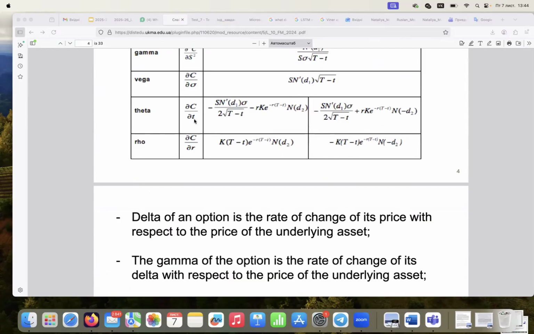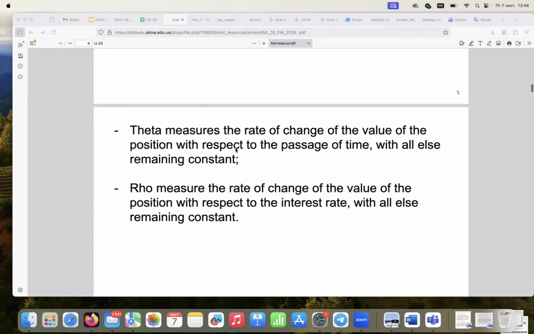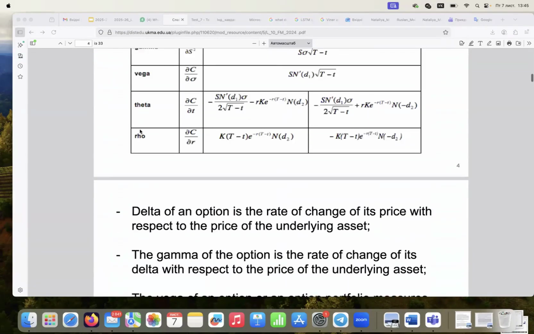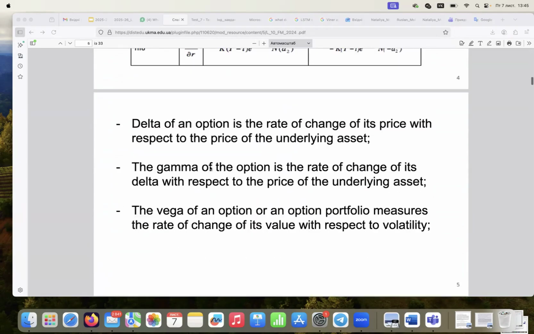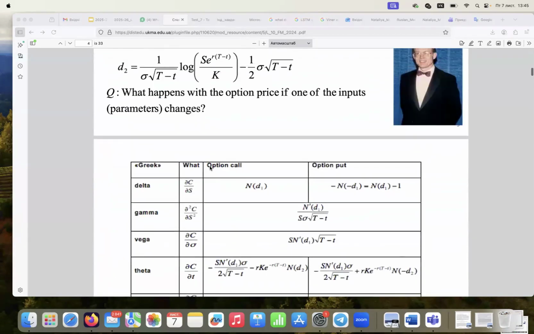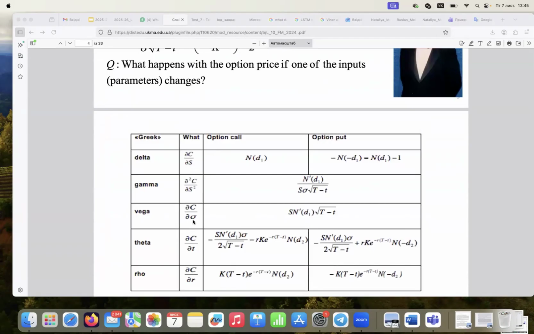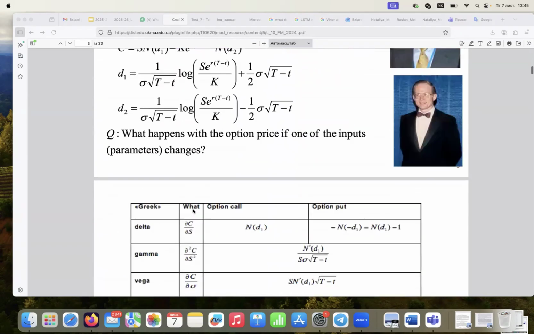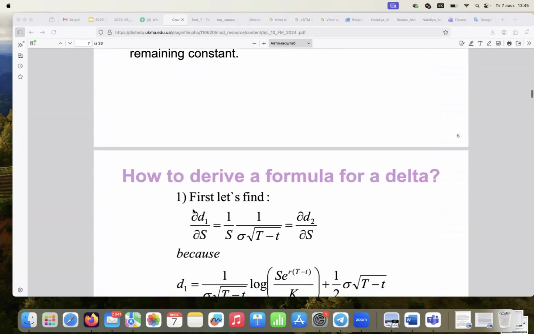Theta is with respect to time, with respect to the passage of time. And rho is the derivative with respect to the interest rate. So all of these are called Greeks, and all of this helps to understand the sensitivities of the model.